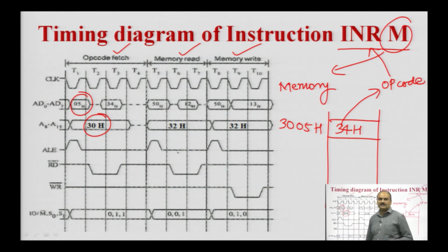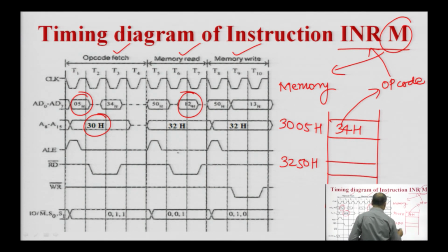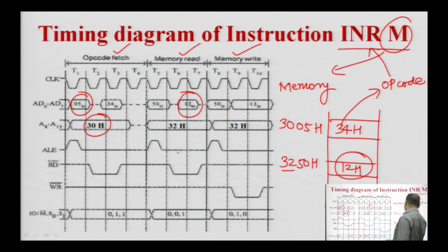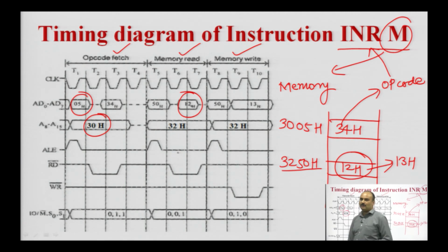So, the operation code of this instruction, 34H, is present there, and at the memory location 3250H, the content of the memory location is 12H. Whenever the microprocessor executes this instruction, it will increment the content of the memory location having address 3250 by 1. After the execution, the content becomes 13H, and it is stored in the same memory location. This is the purpose of the instruction INR M.